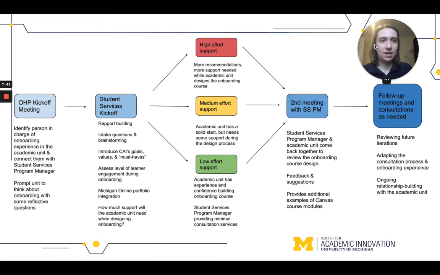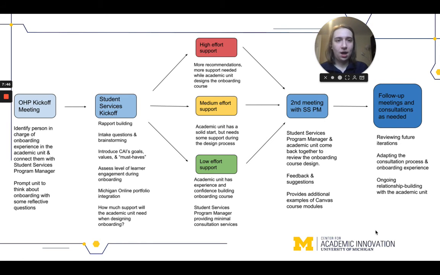So this was the sketch that I came up with to start thinking through that timeline initially. And really the conversations begin at the OHP kickoff meeting, where we start to get to know each other. We maybe identify the person in charge of the onboarding experience within the academic unit and then connect them to the student services program manager, i.e. Roderick. And then we start thinking about onboarding. We're not necessarily starting the design process in the kickoff meeting because there are a lot of conversations that need to happen, but it's still definitely something to start thinking about.